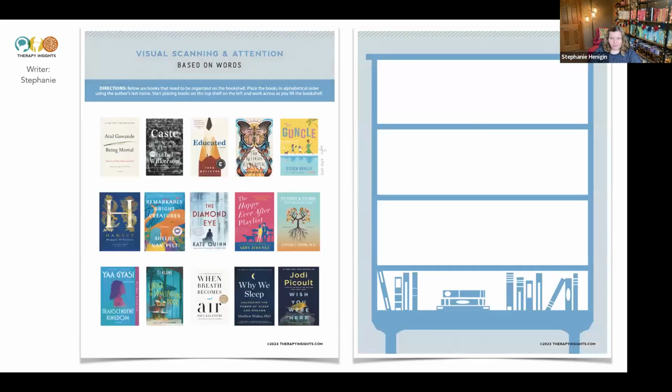So then the next one is a bookshelf. And what the person is asked to do is to place the books on the top of the shelf and working down, putting the books in alphabetical order using the author's last name. So I have actually read all of these books. They're all phenomenal, 5 stars from me. So if you need a book idea, there you go. But this one is just going to be so much fun. And again, I have some patients who love reading too. So who doesn't want to organize a bookshelf, right?